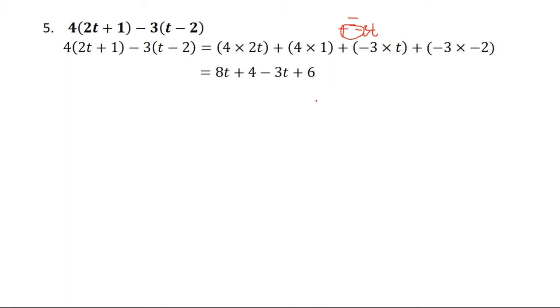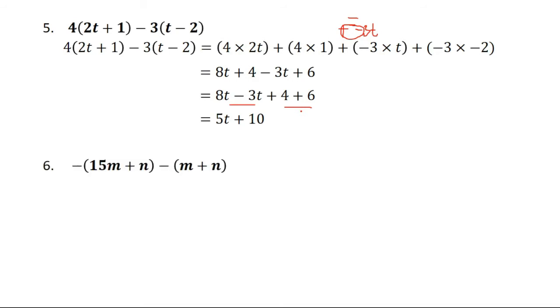So from here, we group like terms. The like terms here are 8t and minus 3t. They go to one side. Then 4 plus 6 also goes to another side. We learned from addition and subtraction of algebraic expressions that when you are subtracting, we subtract the coefficients. So we are going to get 8 minus 3, which is going to give us 5. So we have 5t. Then 4 plus 6, which is going to give us 10. So we have 5t plus 10.